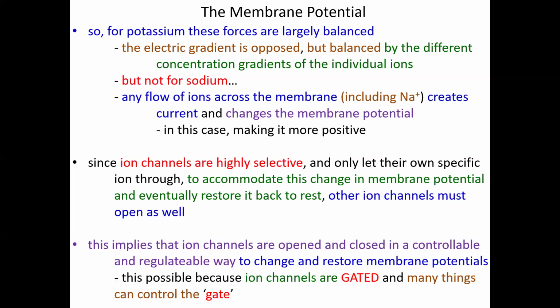And that's true. We already know that's true. That's why ion channels are gated. The reason why ion channels are gated is so that cells can control when they're open and closed, control the movement of ions, and thereby control the membrane potential itself. And lots of things can control the gate of an ion channel. In other words, lots of different stimuli can control what opens and closes a channel.